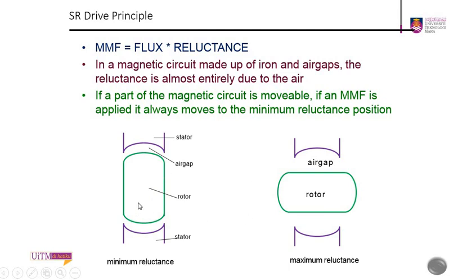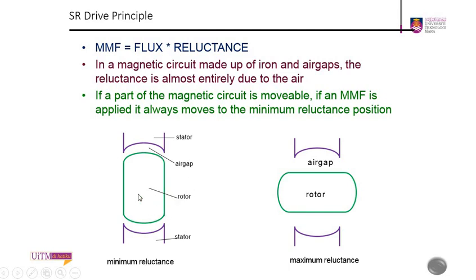Of course, in the theory of electricity, current will choose the path of least resistance. It's the same with MMF. So for a magnetic circuit, flux will always choose the least reluctance path.